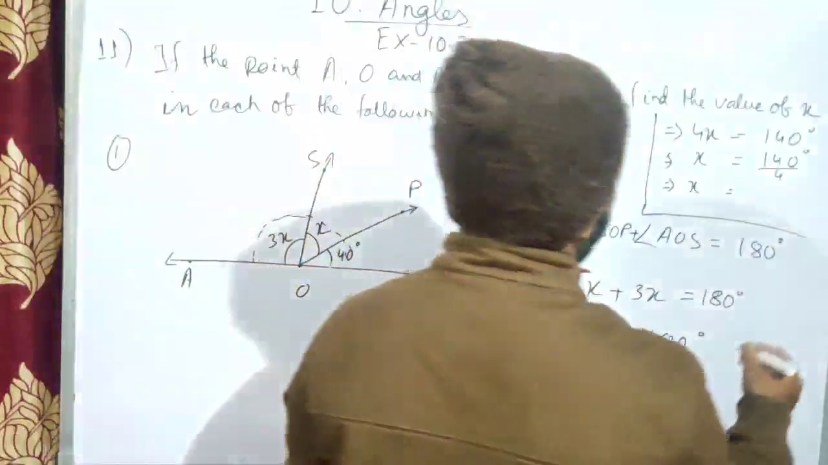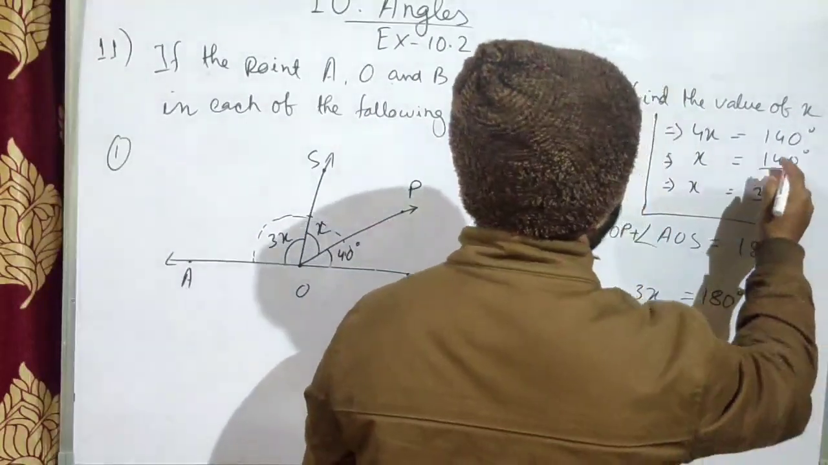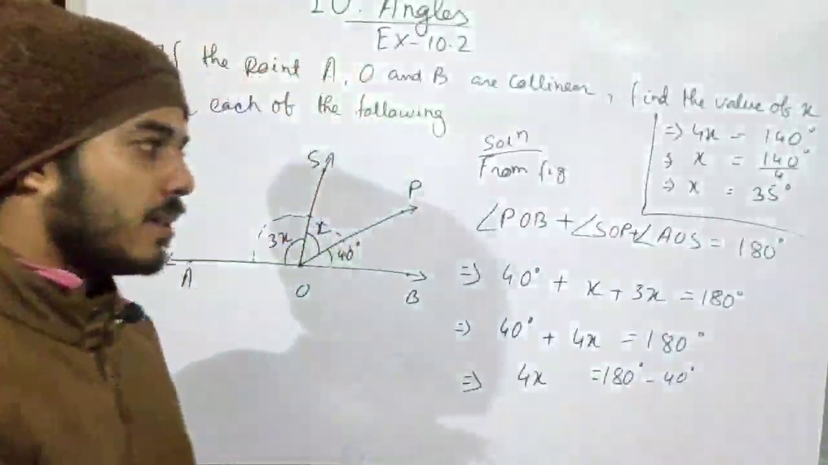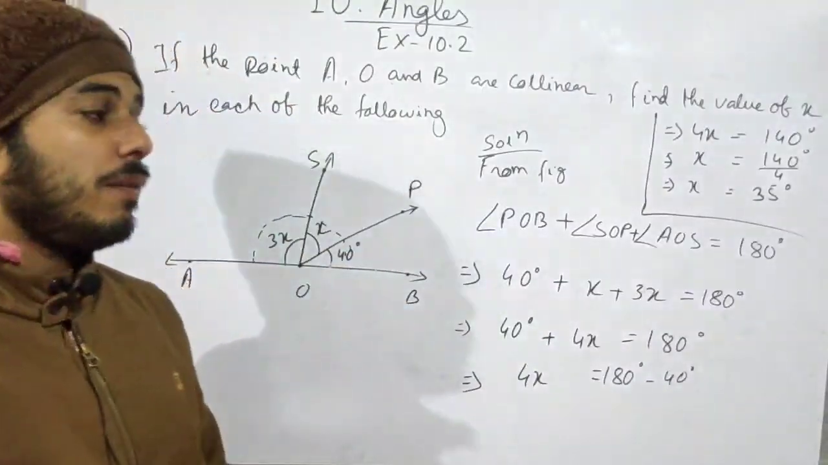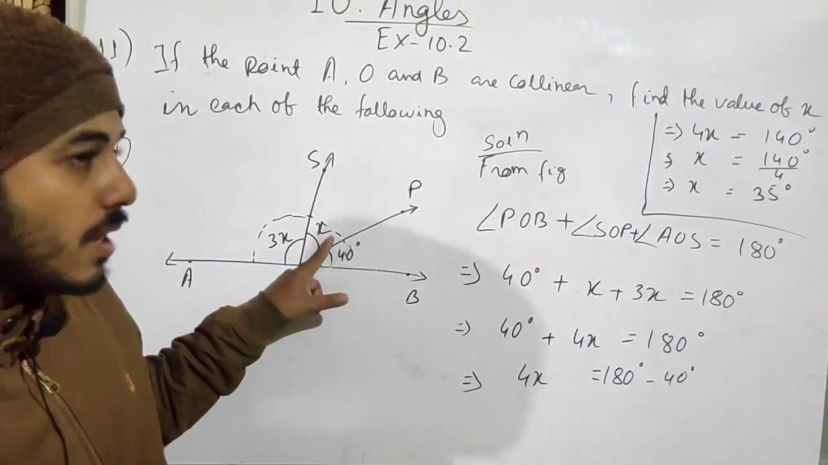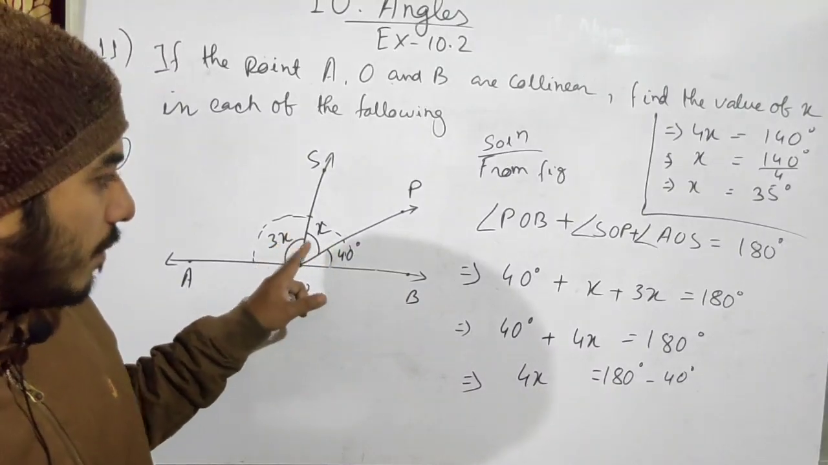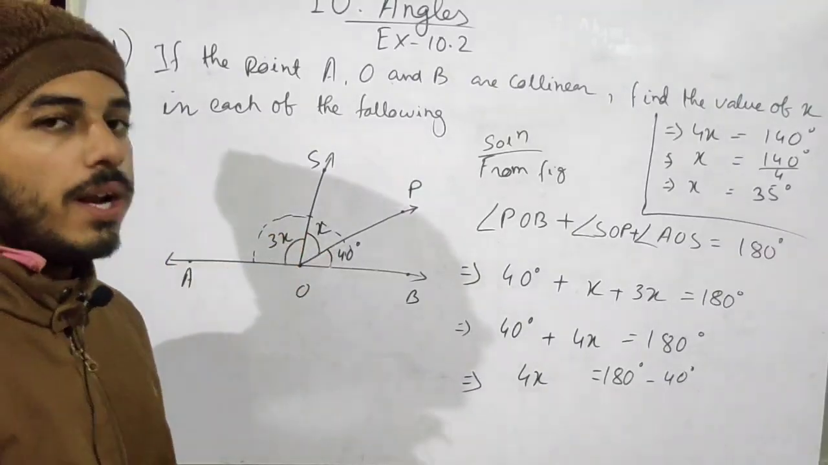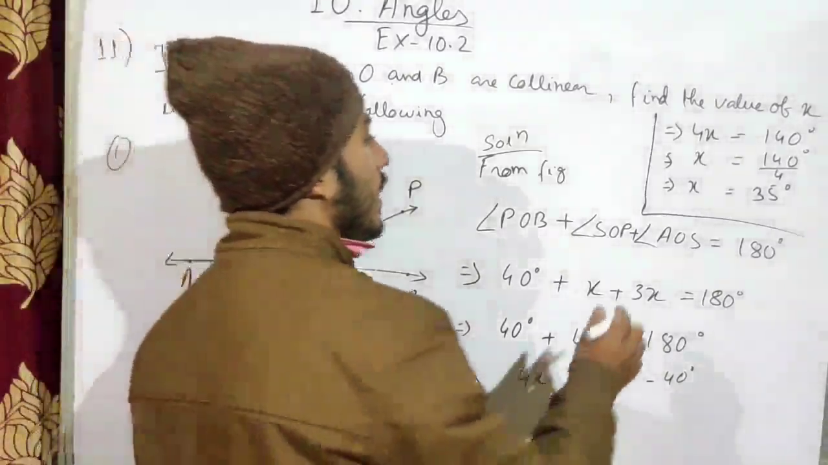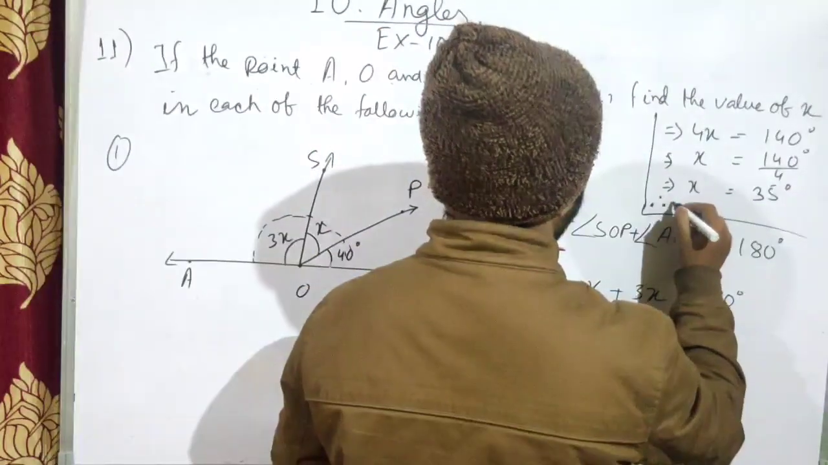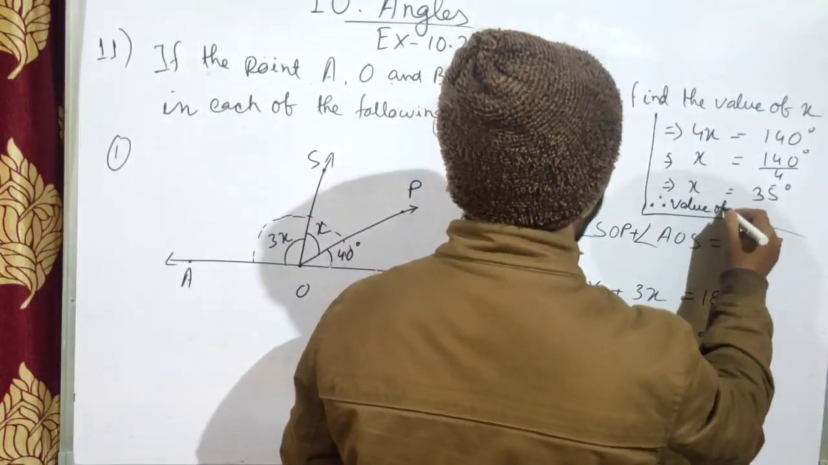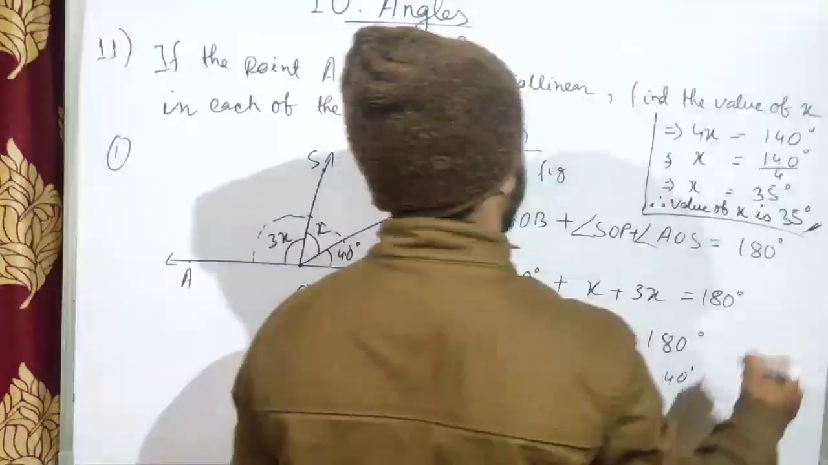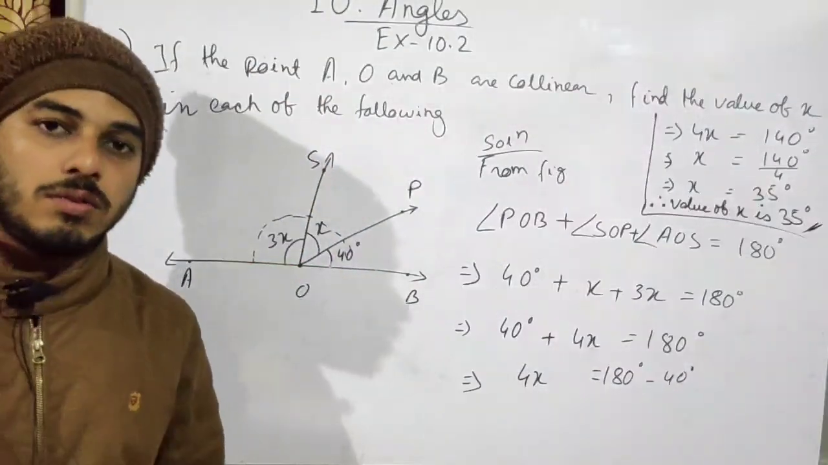4 into 3, 12. Then 20, 4 into 5 is 20. So the value of x is 35 degrees. So now if we put the value of x here, that is 35 degree, and find 3 into 35 degree, then the total sum will be 180 degree. So we'll be writing therefore value of x is 35 degree. Clear? I hope this is clear to you, right?